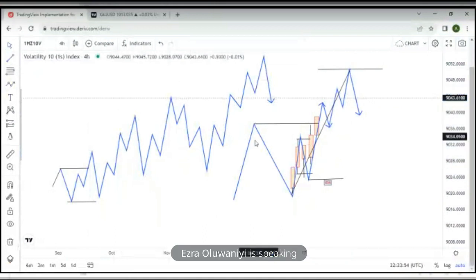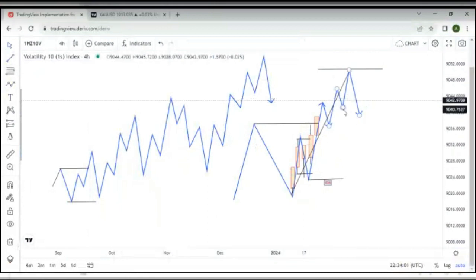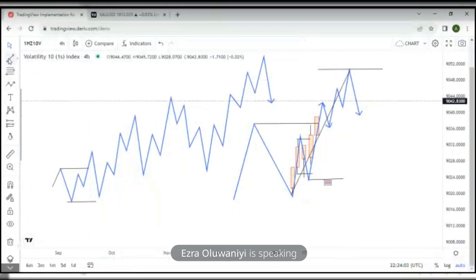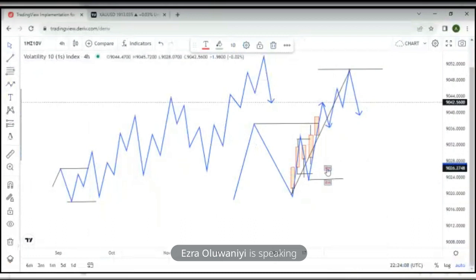So we have a high, a low, a higher high. So now from here, remember this is an inducement. This is IDM, this here, inducement.